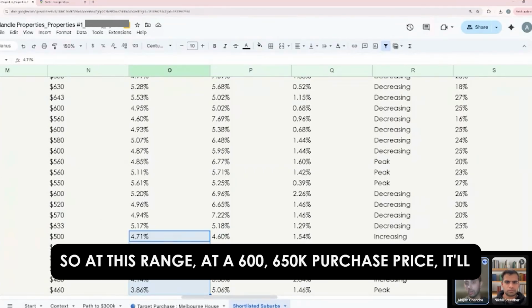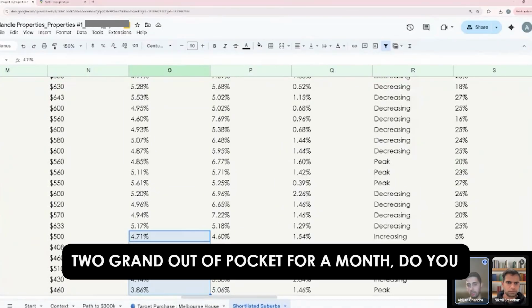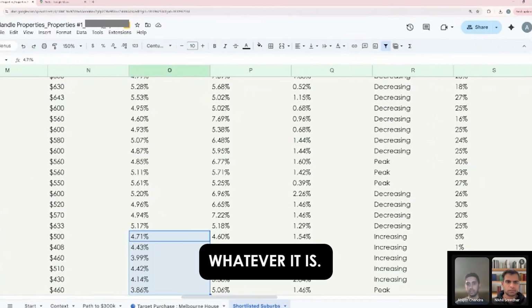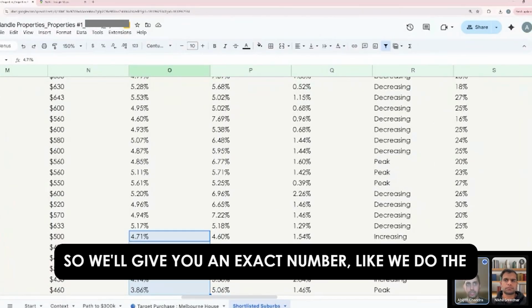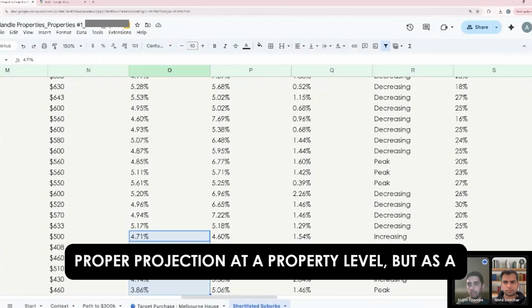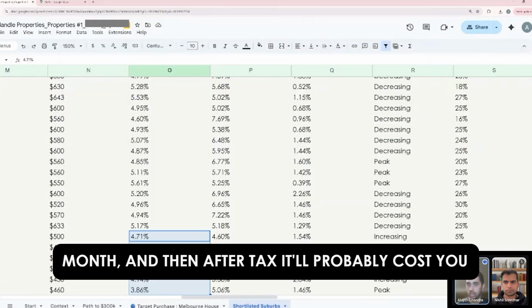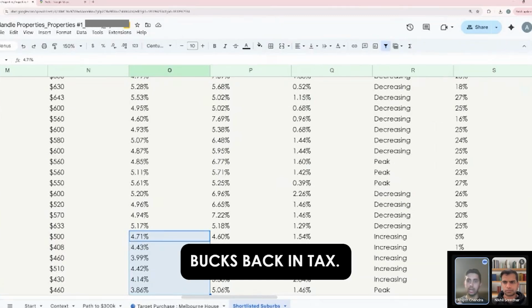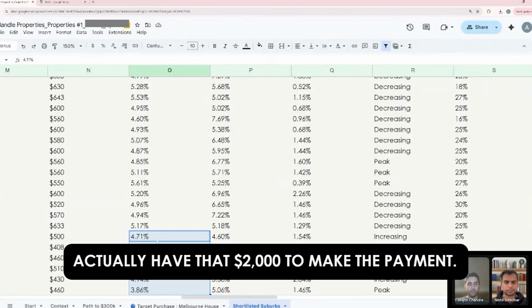Yeah. So at this range, at a 650K purchase price, it'll cost you about $2,000 a month to hold after all costs like council rates and land tax. $2,000 out of pocket per month, you reckon? And then you'll get your tax refund of 40% or whatever it is. Yeah. Okay. So that would be negative gearing. Correct. We'll give you an exact number, as we do the proper projection at a property level, but as a guesstimate, it will cost you about $2,000 a month. And then after tax, it'll probably cost you like $1,100 because you'll get 800-something bucks back in tax. But that happens only after you submit your return, whereas on a month-to-month basis, you need to actually have that $2,000 to make the payment.